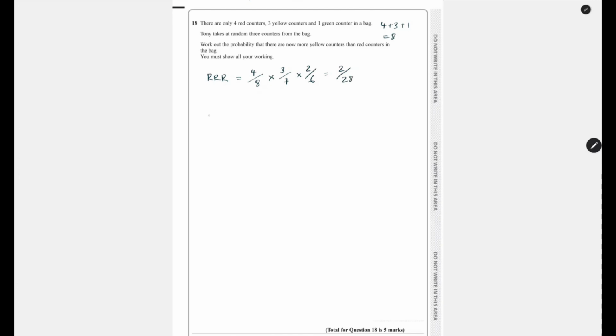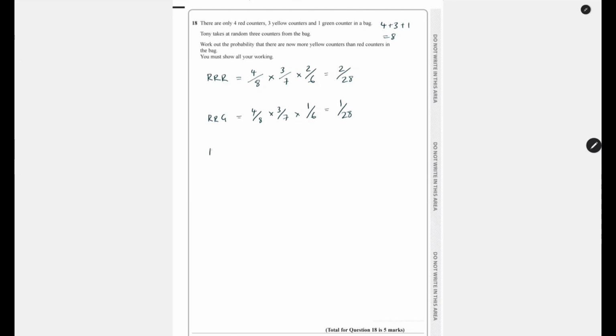The next scenario is the first 2 counters are red and the third counter is green. And so again, that's 4 over 8 multiplied by 3 over 7. And then 1 green counter, so that's 1, and the remaining is 6, so it's 1 over 6. And that is equal to 1 over 28.